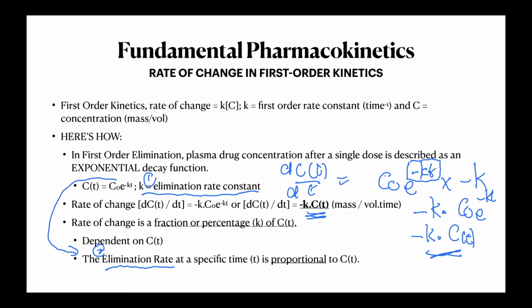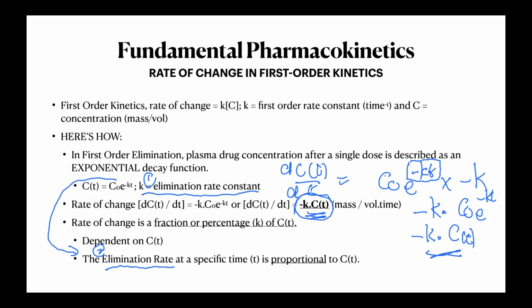And that can change. The reason why the elimination rate can change is because of this formula here. It's dependent on the current plasma concentration, and the plasma concentration with respect to time changes. And so the elimination rate at a specific time is always proportional to that plasma concentration.